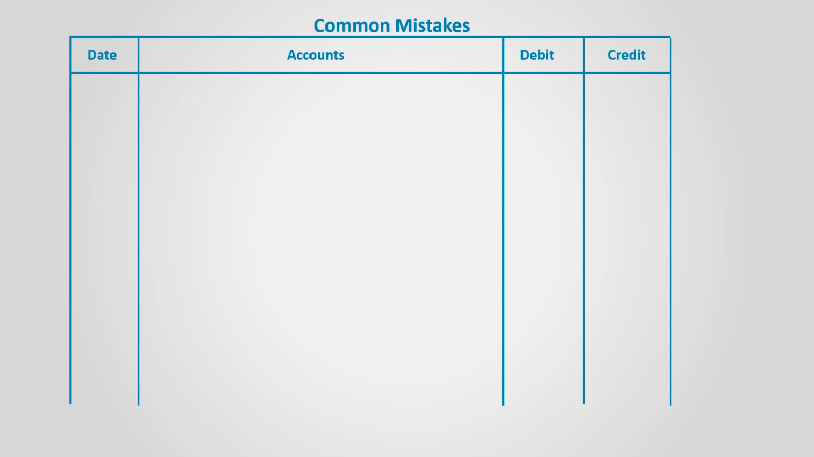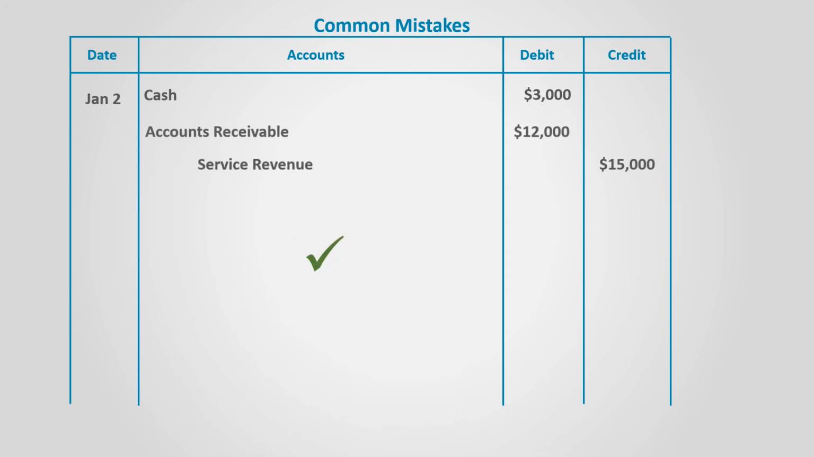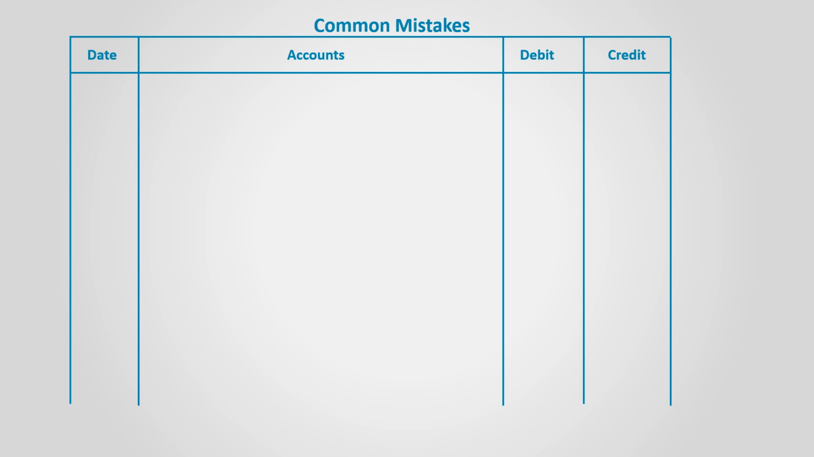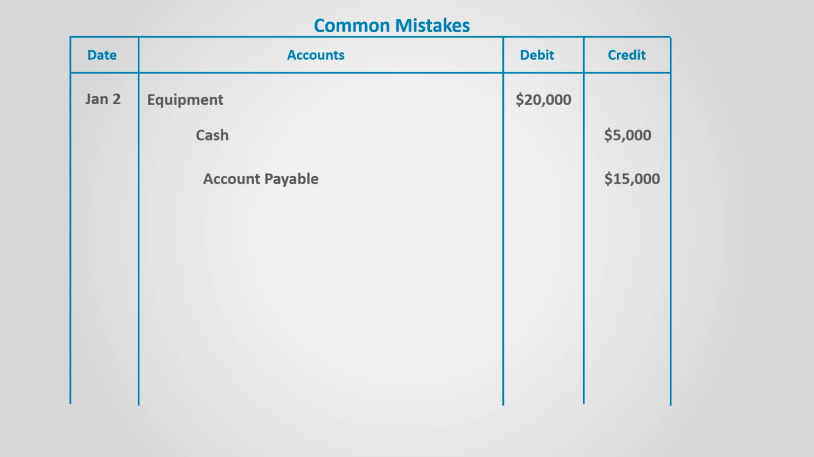Common mistakes. You cannot start with an account that is debited, then record an account that is credited, then add another account that is debited. All the accounts that are debited should be recorded first, followed by those accounts that are credited. Another common mistake: you cannot start with the accounts that are credited first. Rather, you should start with all the accounts that are debited first, followed by the accounts that are credited.